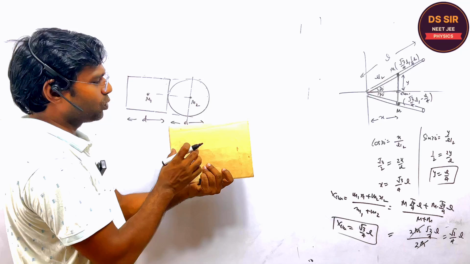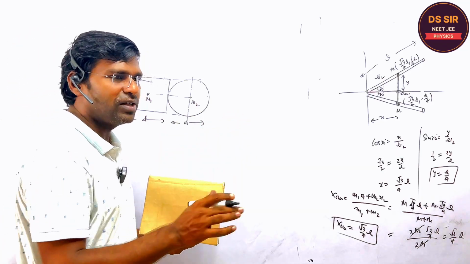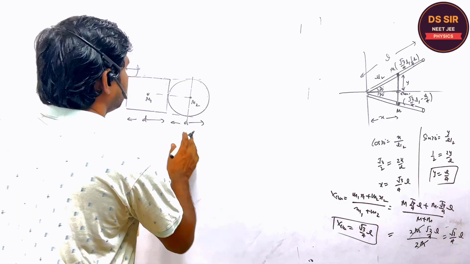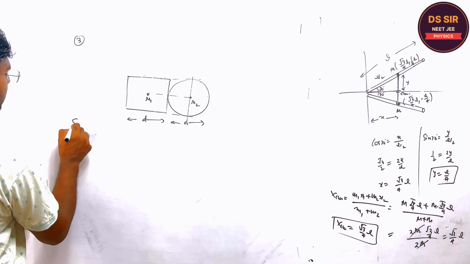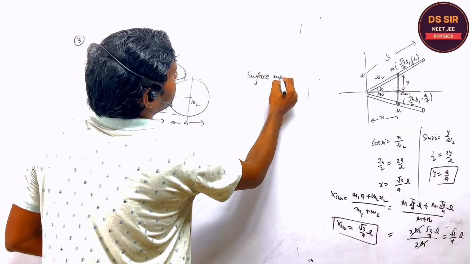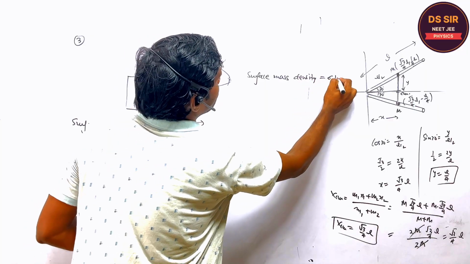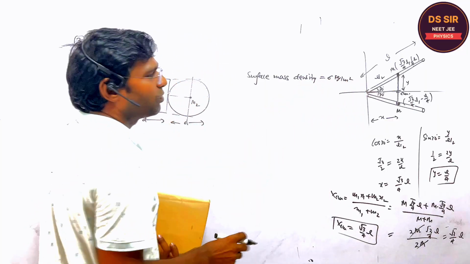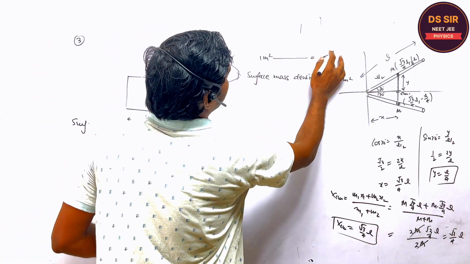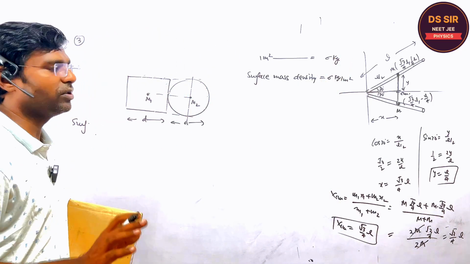A square is cut, and also a disk is cut. So its surface mass density, that is the mass per unit area, is constant. Let the surface mass density be sigma, in kilogram per meter square. What does it mean? For 1 meter square, the mass of the surface is sigma kg. Are you getting or not?